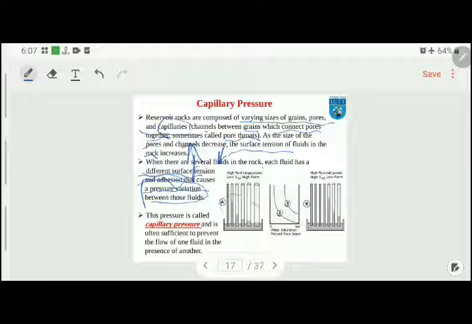We get a difference in pressures between these fluids in the rock itself. So this pressure is called the capillary pressure, the capillary property of fluids. When we have two fluids connected with each other in the same rock, capillary pressure is generated, and it is often sufficient to prevent the flow of one fluid in the presence of another fluid.